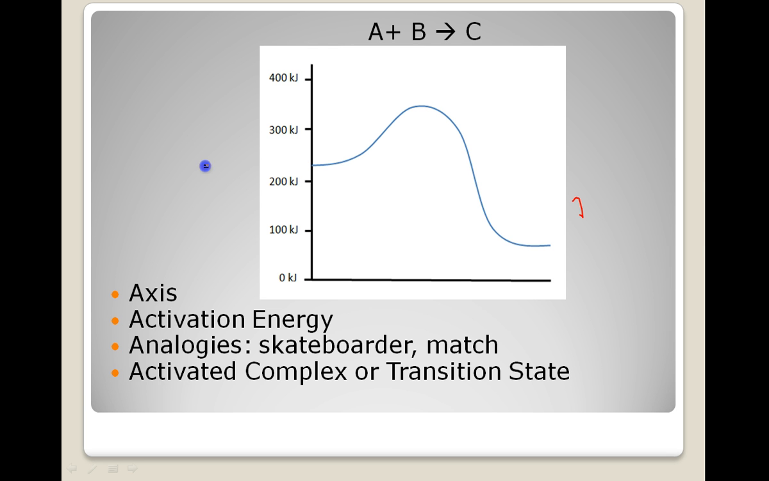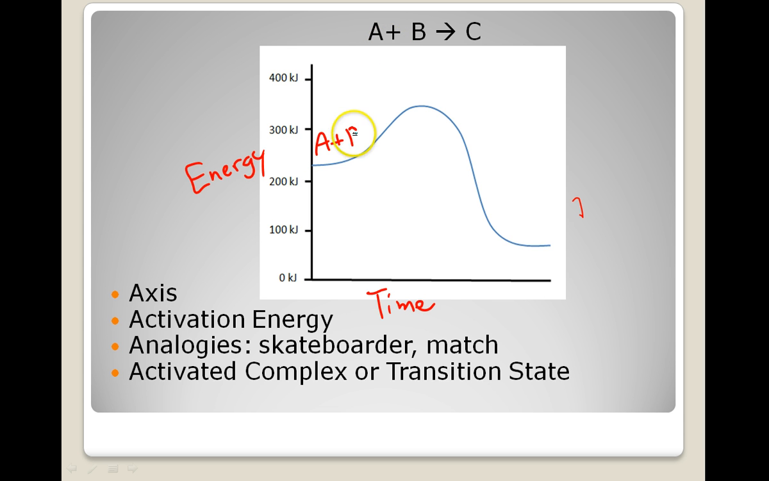Over on the axes over here is our energy. Usually it's in kilojoules. It doesn't necessarily have to be, but energy would be over there, and then time is on the bottom. We could have a very fast reaction, like an explosion, or we could have a very slow reaction, like rusting.